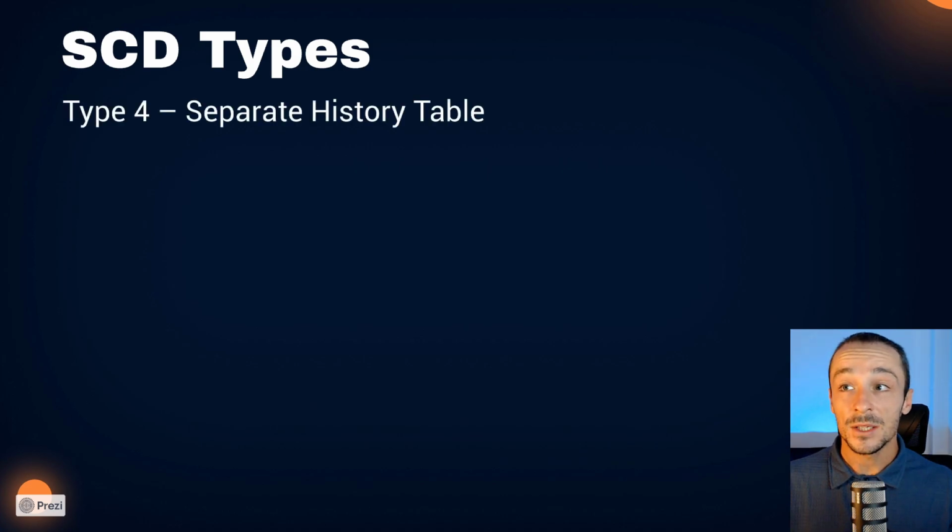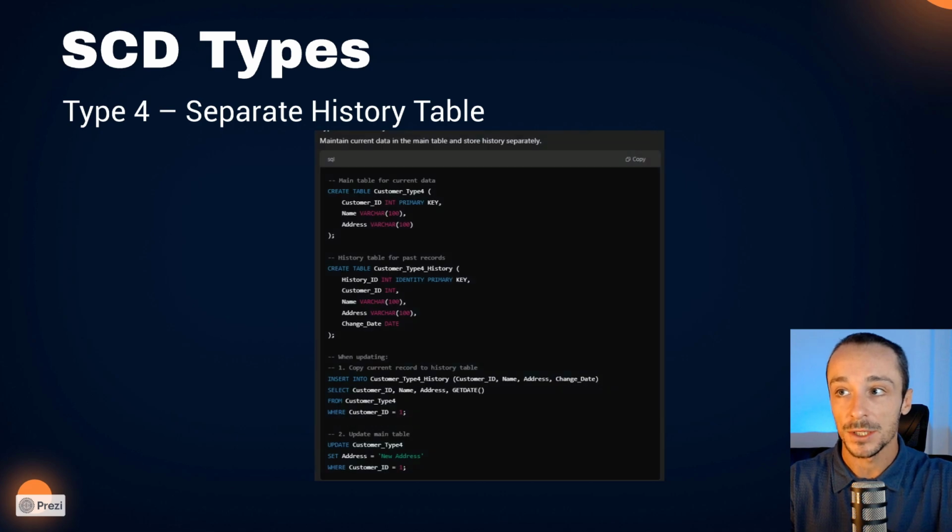All right, moving into type 4 where we have a separate history table to track all our changes. Now, in this SQL syntax, we have customer type 4, we then have customer type 4 history, and we have a linking key linking those two tables.